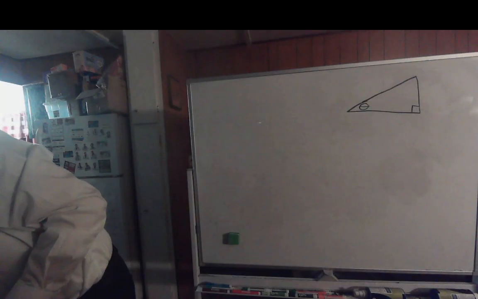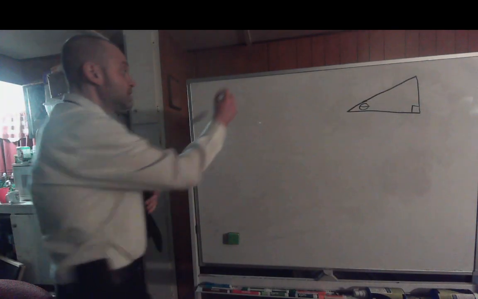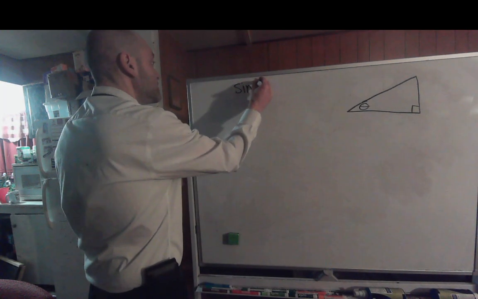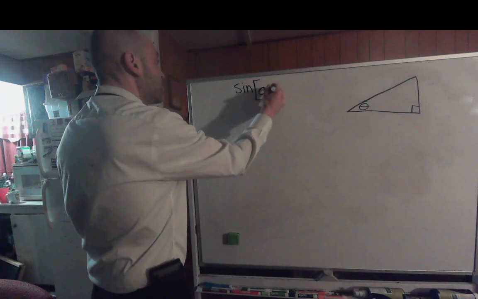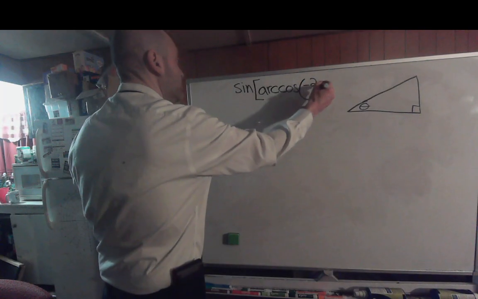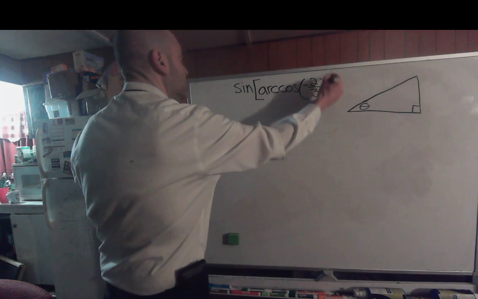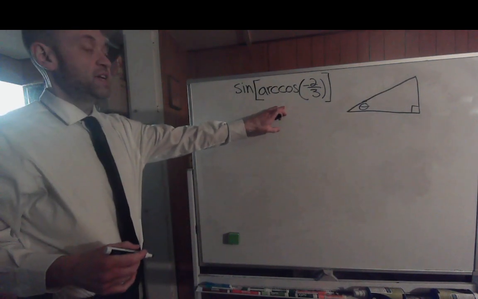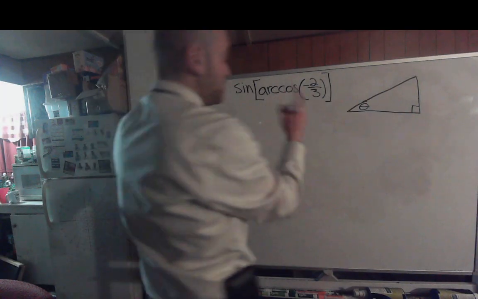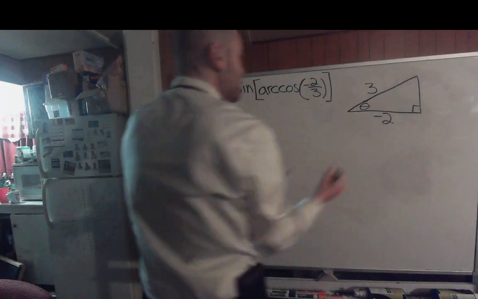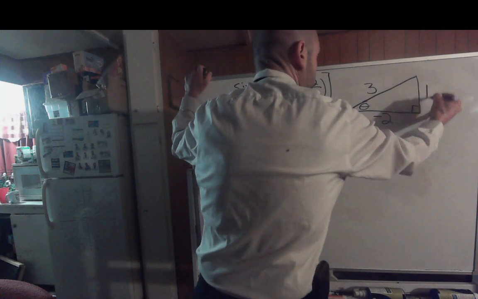And I got 2 more. Sine of the arc cosine of negative 2/3. So we're going to find the sine of the arc cosine of negative 2/3. So the cosine, let's see, negative 2/3. So that means we need to solve for side B.